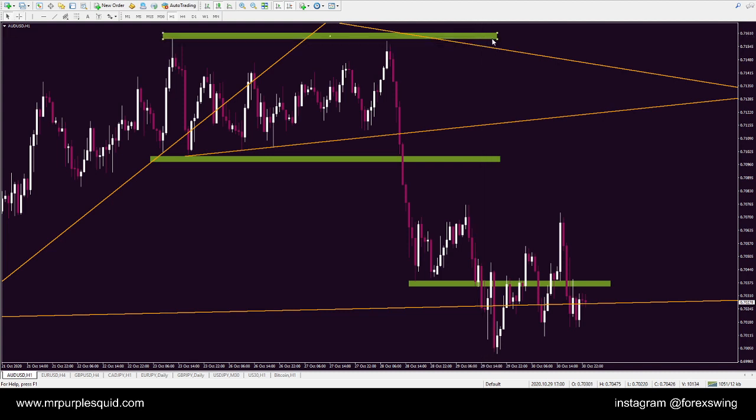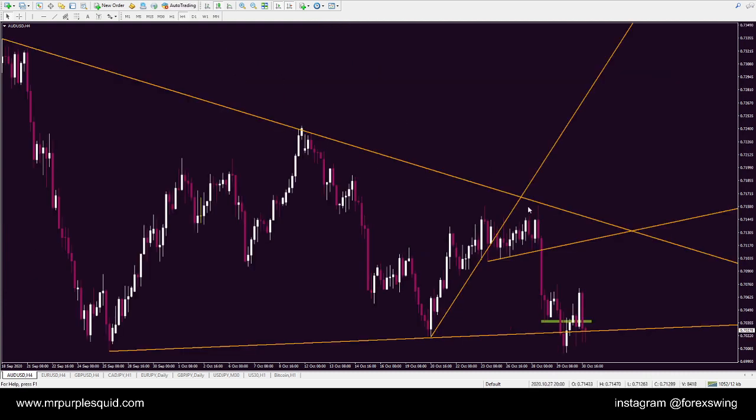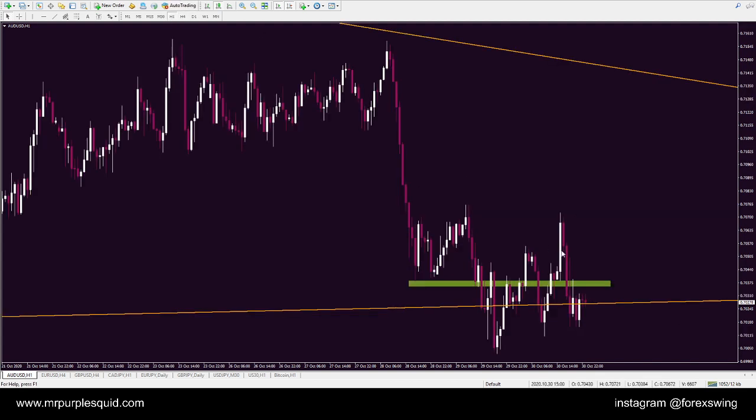So we can remove, and we can also remove this trend line, and this one was from midweek. So it's not relevant anymore either. So let's see.